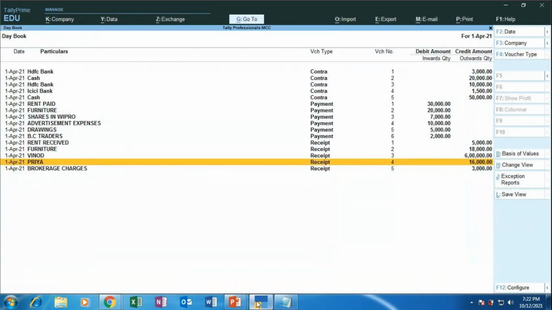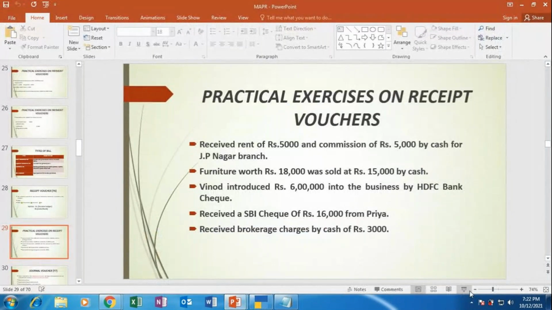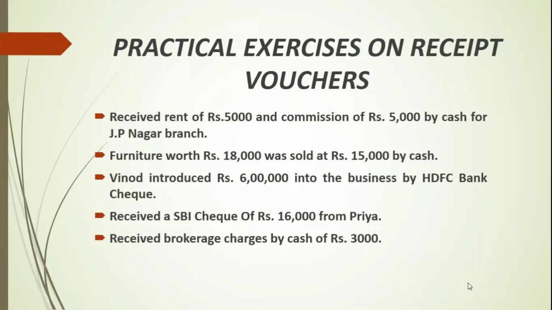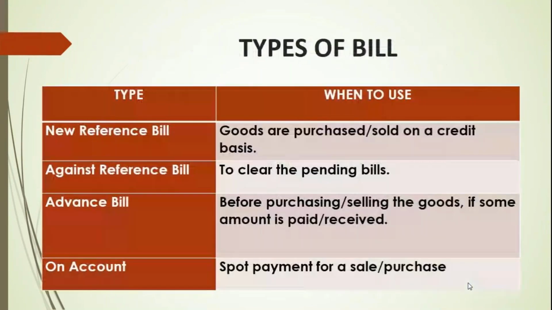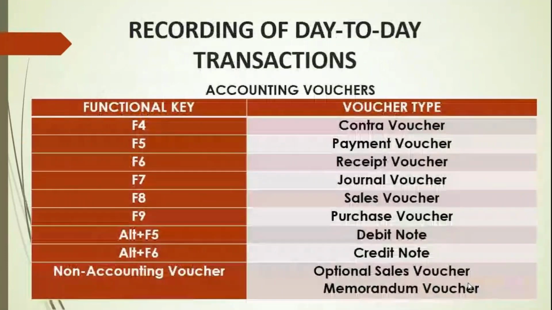Okay, now we have completed the contra, payment, and the receipt vouchers in today's session. So we have completed three sets of vouchers. Before I move on, which is the next one we have to go for? Yes, it is the journal voucher. We are finished with contra, payment, receipt, and the next one would be the journal voucher.